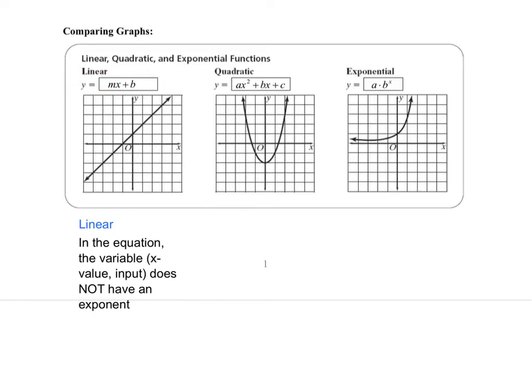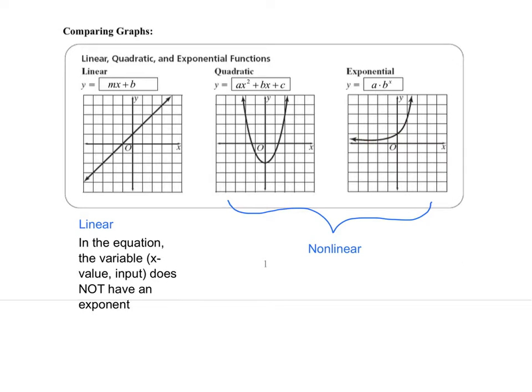Now the next two graphs, quadratic and exponential, are both nonlinear functions. If you look, there is not a straight line in either one.